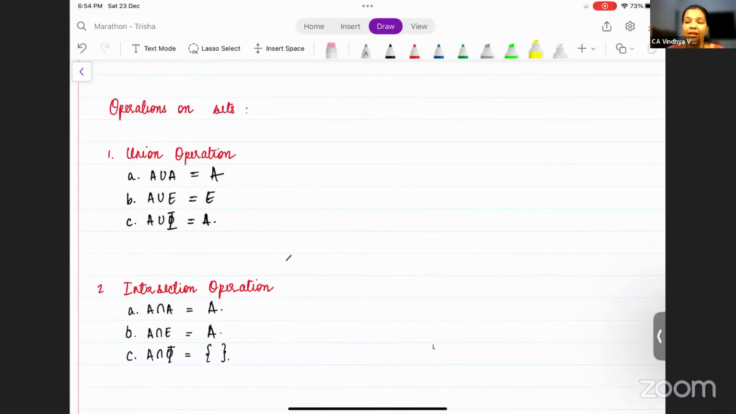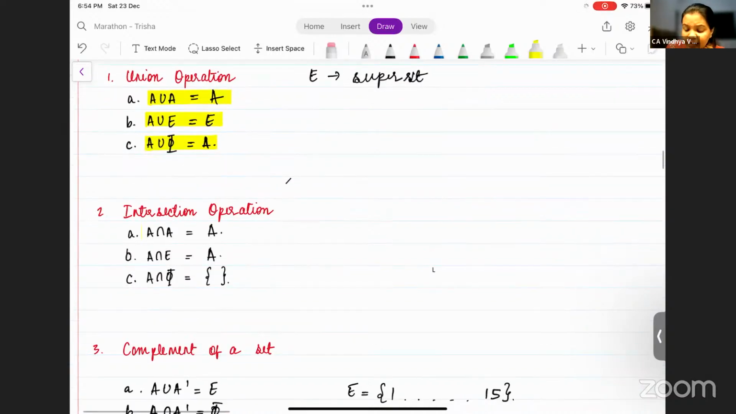Next, operations on sets, union and intersection, which you have done in statistics. Union means adding all the elements together without repeating the elements, and intersection means taking only common elements. So A union A is A, A union E is E. Here, E means the superset. And A union null set is A. A intersection A is A, A intersection E is A, and A intersection null set is null set.